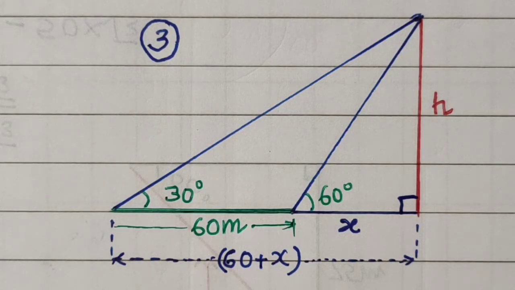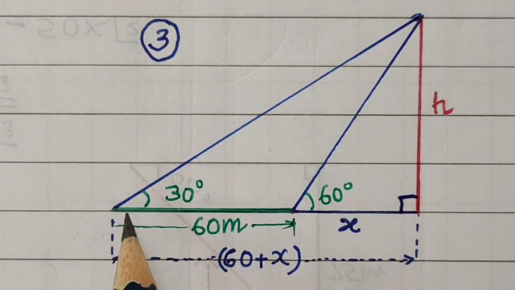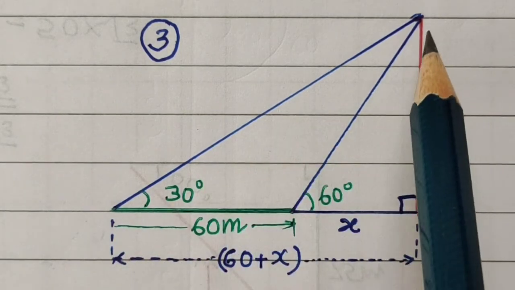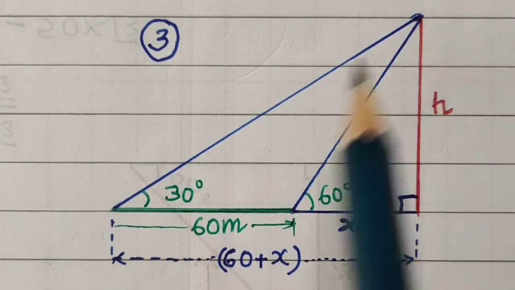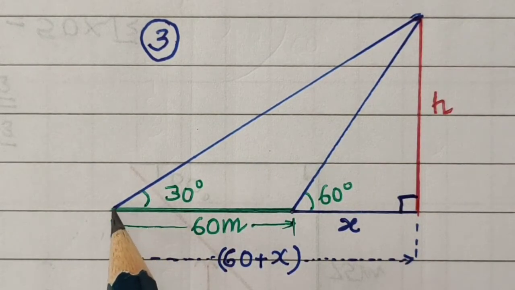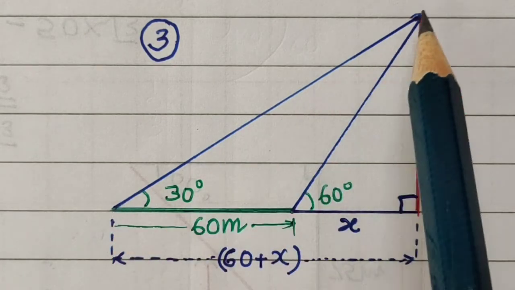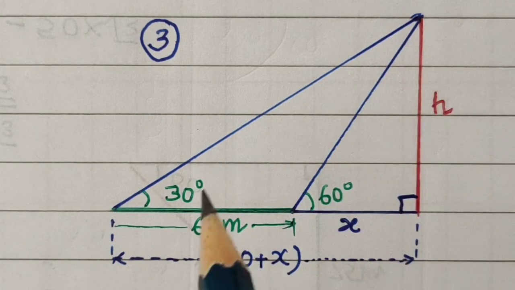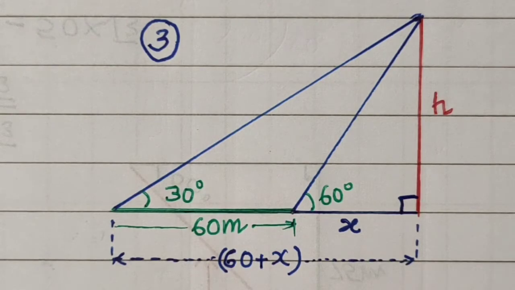A man observes the angle of elevation of the top of a building to be 30 degrees. A man was standing here, the elevation he sees at the top of the building was 30 degrees. He was standing here, looking at the building, and the elevation was 30 degrees.